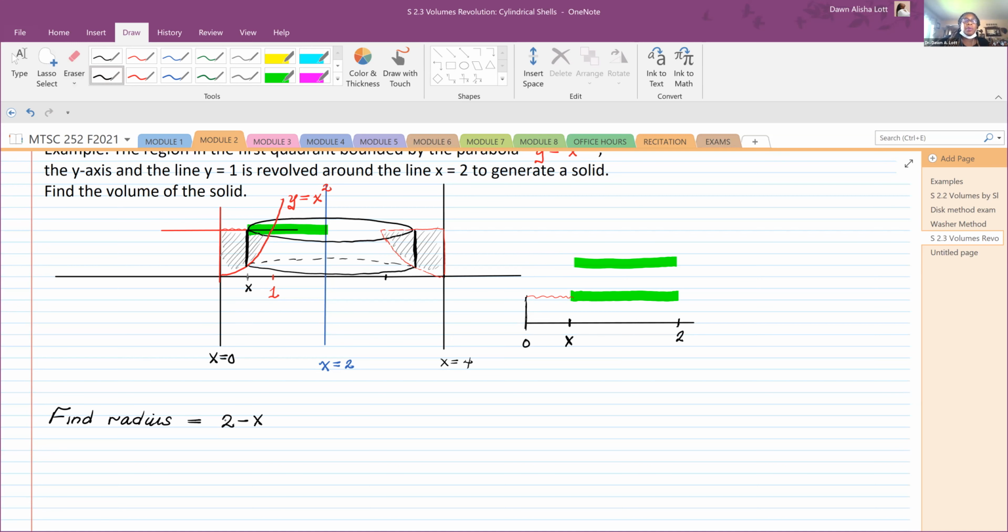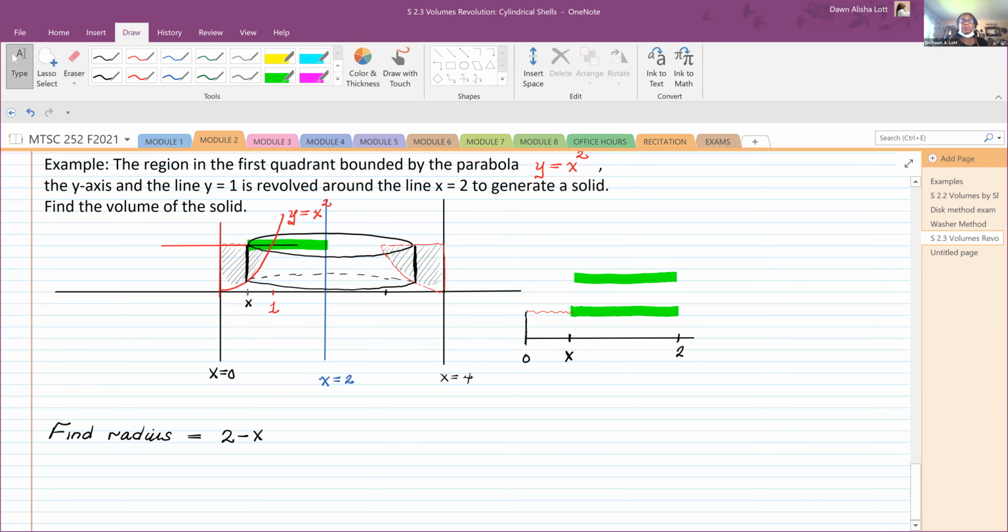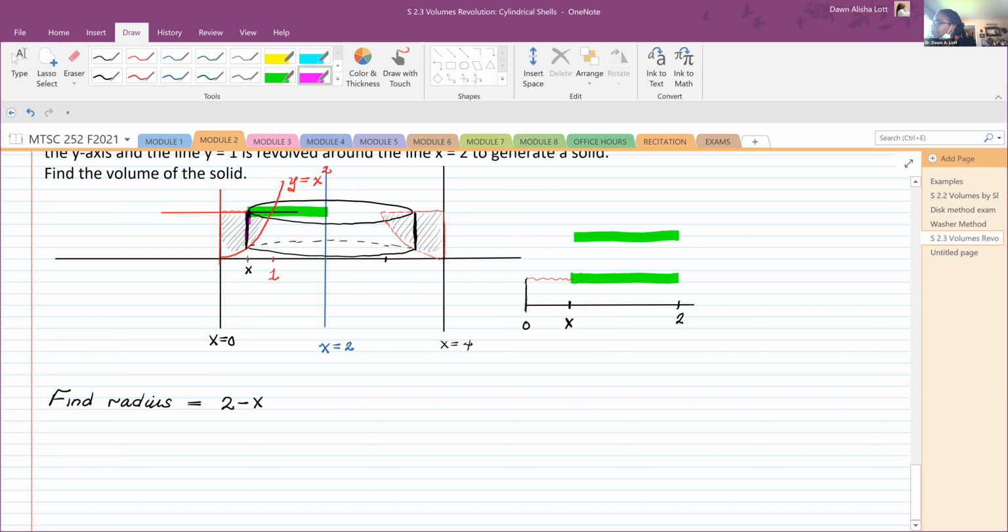Okay. So anybody that does not know the radius, we took the whole distance from 0 all the way up to 2, and then we subtracted off the piece that went to x. And so therefore my radius is 2 minus x. Okay. That's the height. See the height of my cylinder?